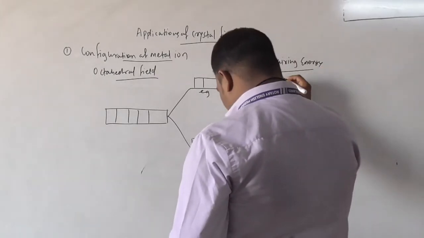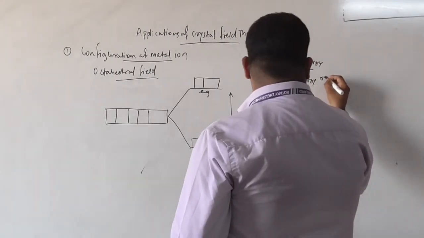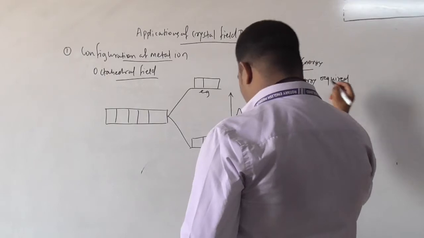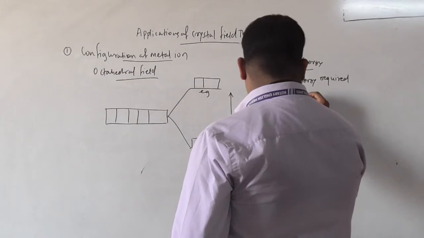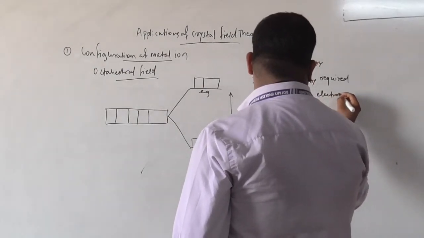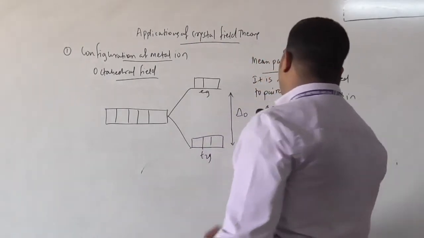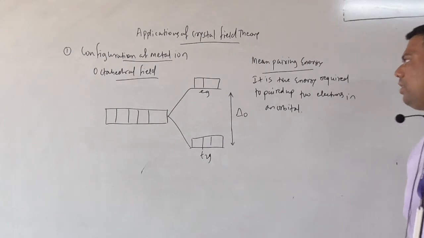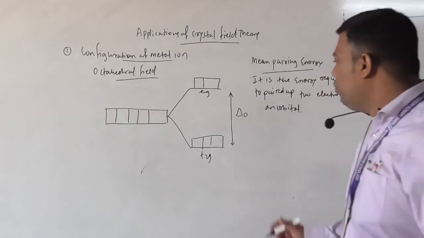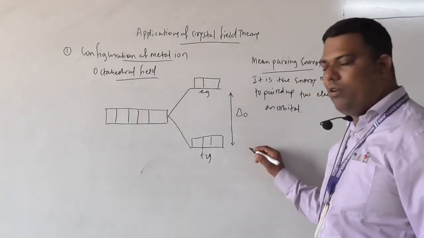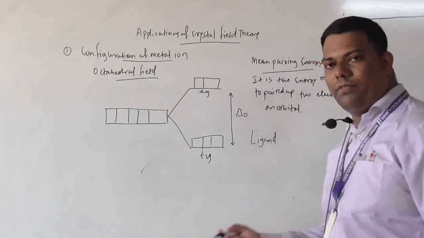It is the energy required to pair up two electrons in an orbital. It is what we call the mean pairing energy. You have to mention here the most important part: whenever we consider a strong field or weak field ligand.